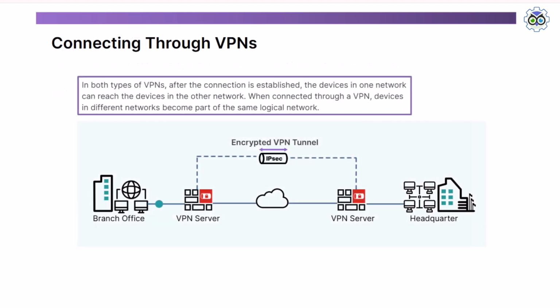In both types of VPNs, after the connection is established, the devices in one network can reach the devices in the other network. When connected through a VPN, devices in different networks become part of the same logical network.